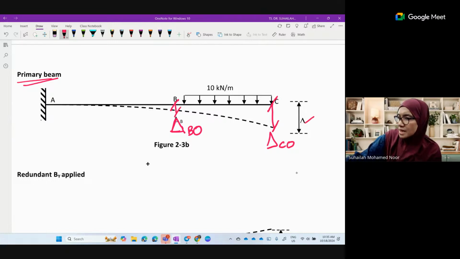Okay, yang ni lah yang terpadam ni kan. Okay, it is delta at C for primary beam. The first notation is used for the position. Second notation for type of beam. So there are 2 points. Redundant number 1, redundant number 2. So these two are the displacement in primary beam. Okay, so this displacement we will determine. Okay?